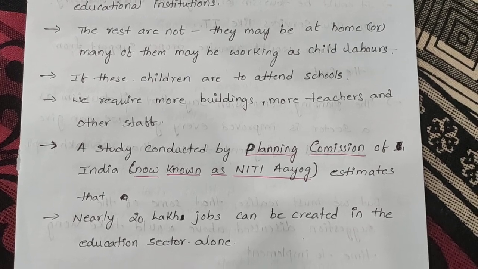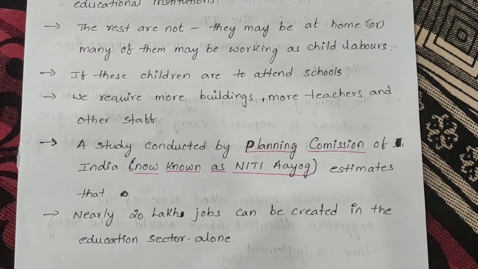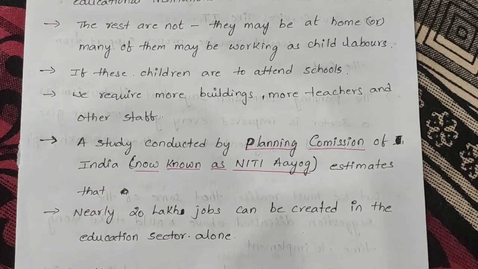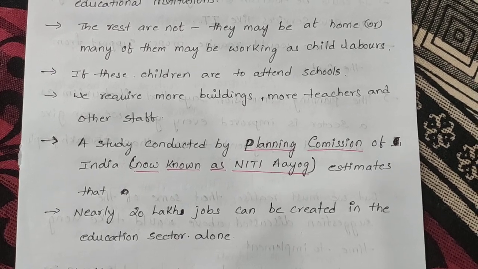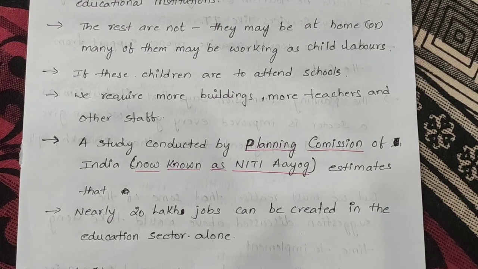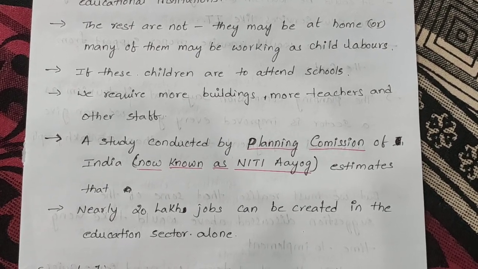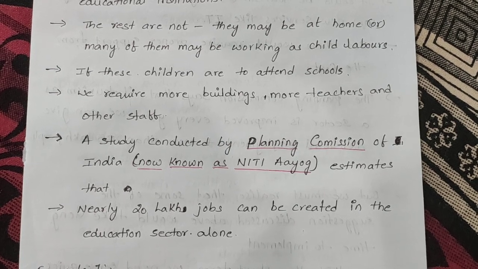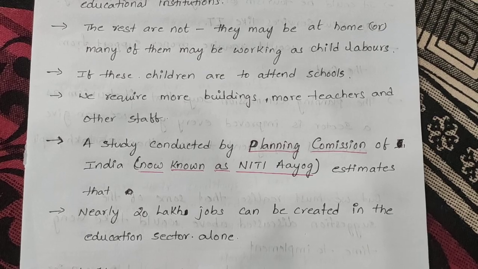See here, of those in the age group of 5 to 29 years, only 50% are attending schools or colleges. The rest of the 50% are working somewhere, and some are staying at home. If that 50% also attend schools, then we can create new employment opportunities for 20 lakh people.